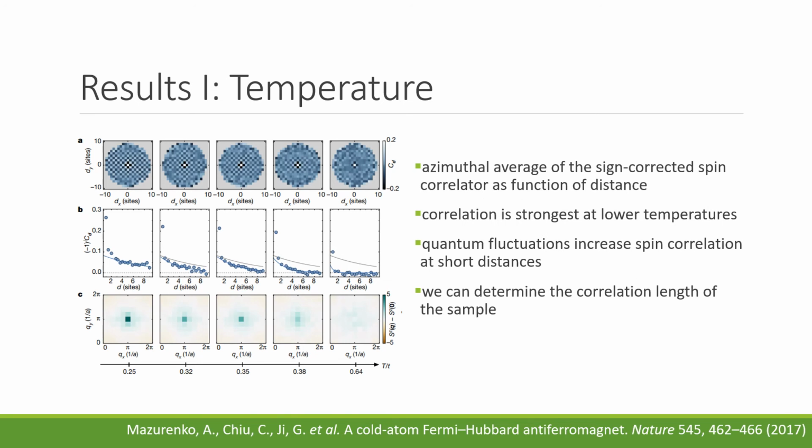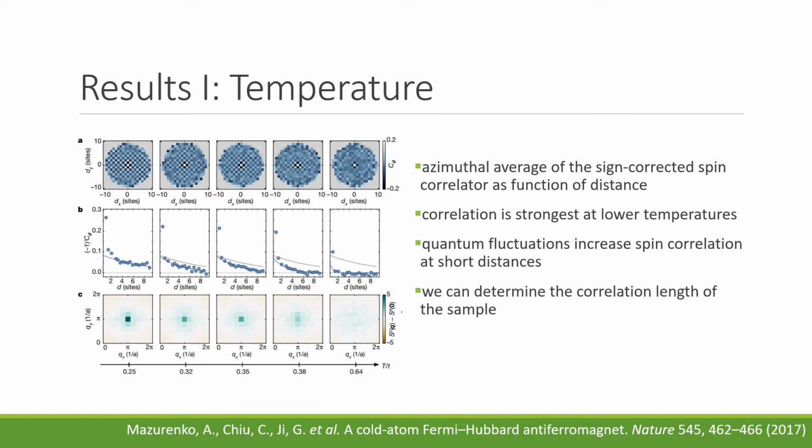Section B of the figure there shows an azimuthal average of the sign-corrected spin correlator. So it's still the spin correlator, but it just shows the strength of it rather than the sign. So they're all positive, and that's as a function of distance. For larger distances, the measured correlation function scales exponentially with distance, so we've got this exponential shape there. The coldest temperature correlators are shown in the higher temperature plots as a grey line, just to demonstrate that the correlation is strongest at lower temperatures.